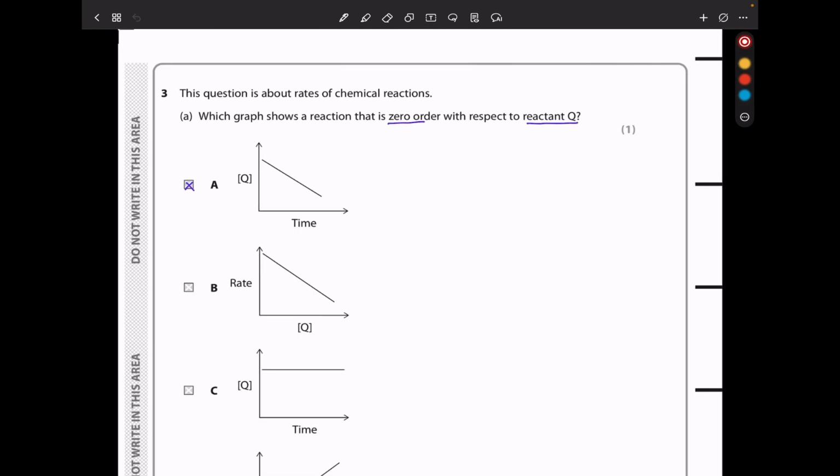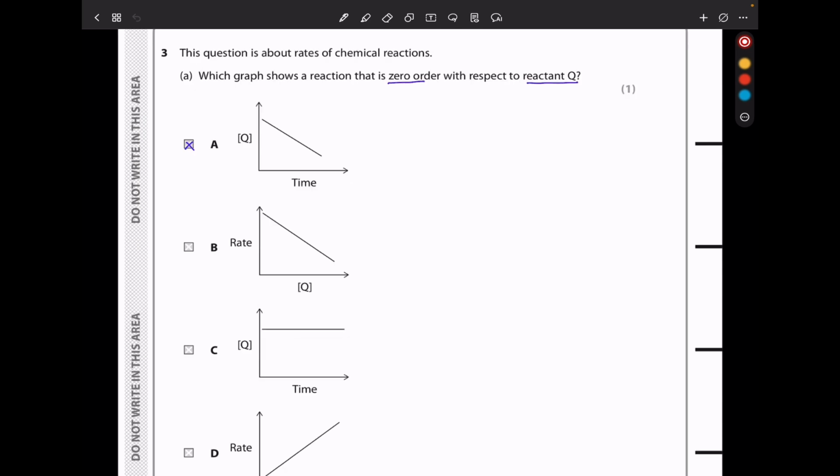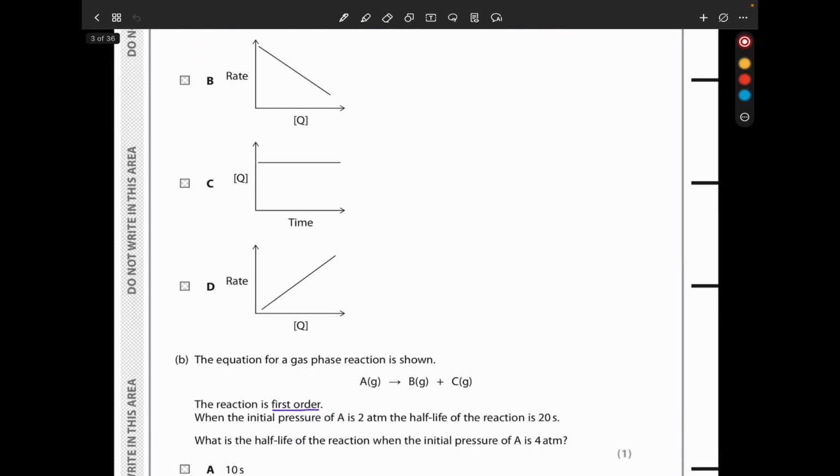In question 3, this question is about rates of chemical reactions. Which graph shows a reaction that is zero order with respect to reactant Q? If it's zero order, then it's going to be shaped like that, so the answer is going to be A.